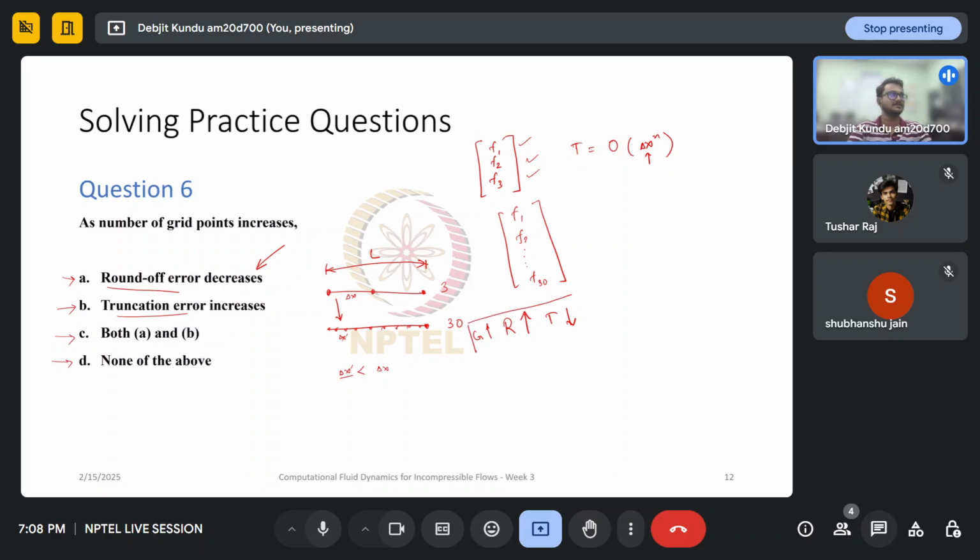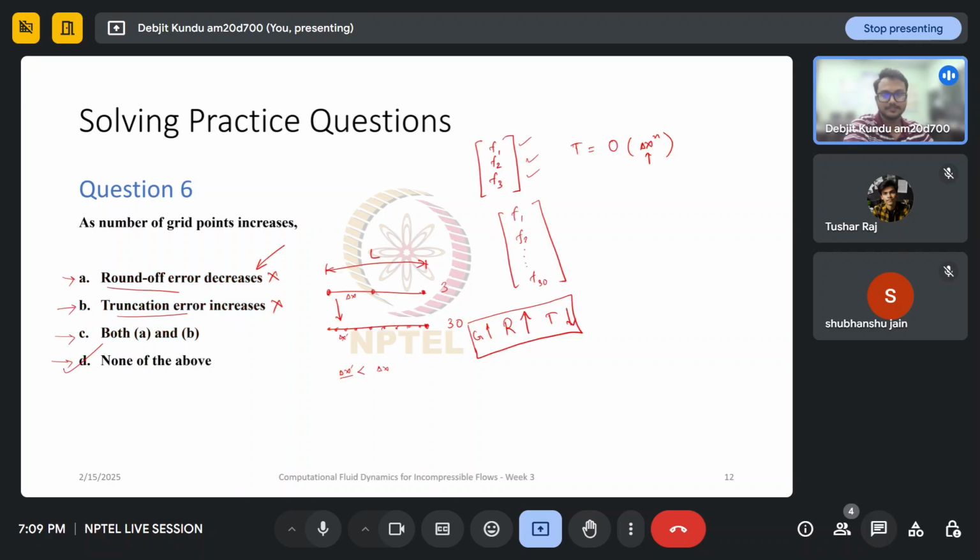So it's the balance between these two which dictates whether increasing grid points will make my solution more accurate or not. More often than not, the decrease in truncation error dominates the increase in round-off error, but not always. You have to be careful about that. So both of these statements, A and B, are true. And that's why option D would have been the correct answer.